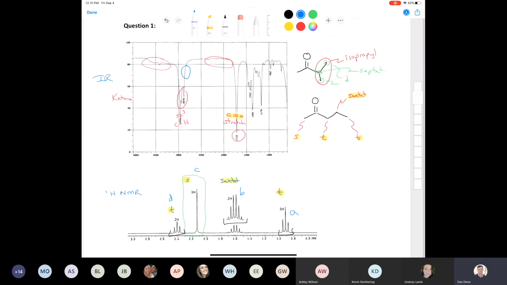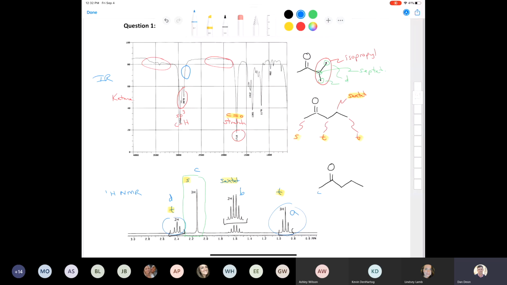Now let's redraw the ketone. And we will put the letter next to the hydrogen that is responsible for the signal. I think C is pretty easy because it's the only one that could produce a singlet. So that is C. A is a triplet and D is a triplet.